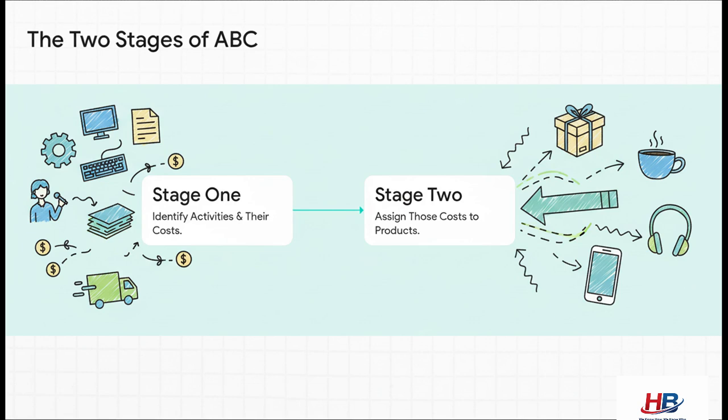So how does it all work? Well, the great thing about ABC is that it's a really clear two-stage process. First, in stage one, we basically put on our detective hats and we identify all the different activities and what they cost. Then, in stage two, we connect those costs to the products that actually use them. Simple, right? Let's break it down.